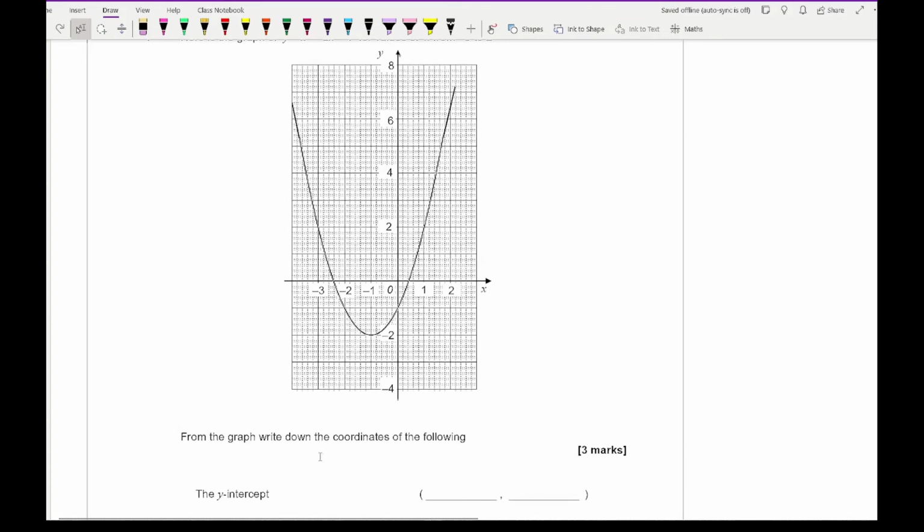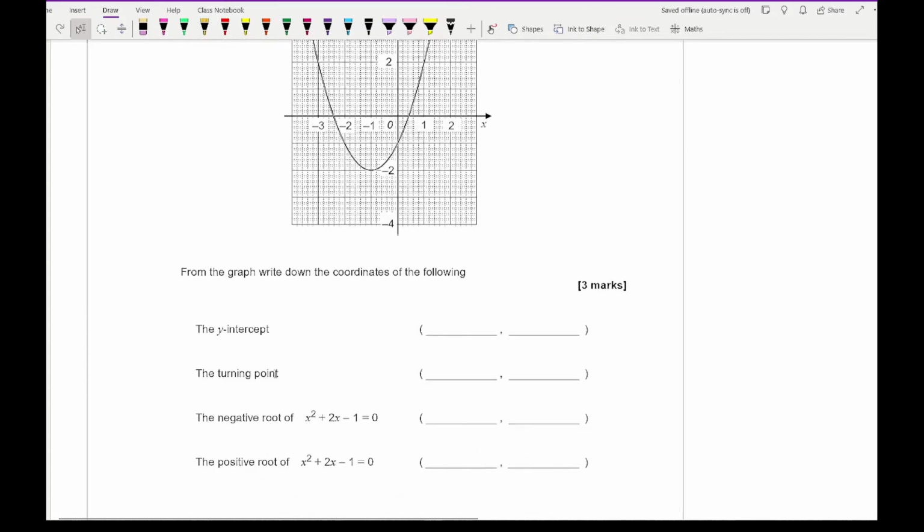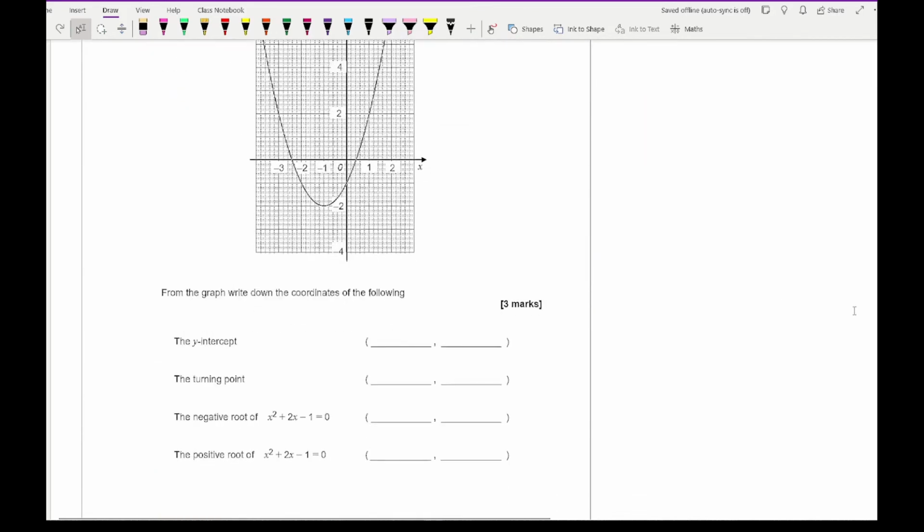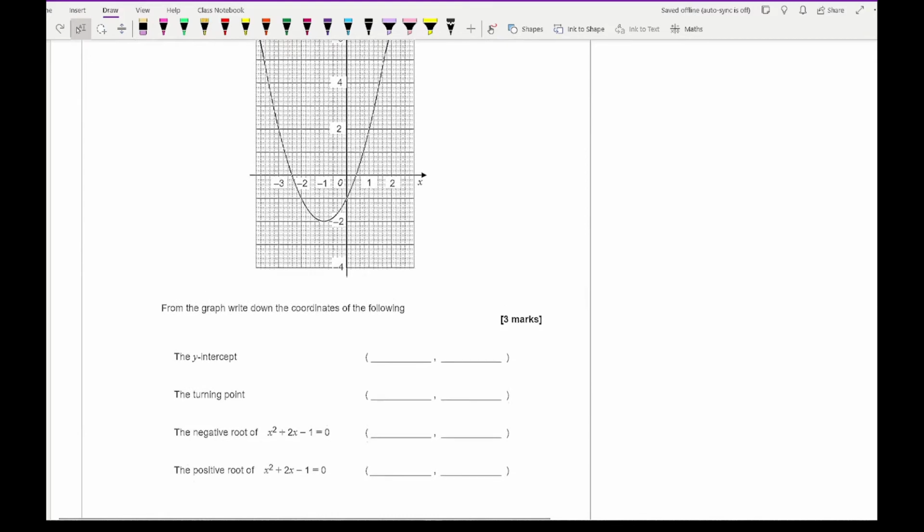And it says from the graph, write down the coordinates of the following. So here we need to write down the y-intercept, the turning point, the negative root of the equation y equals 0, and the positive root of that. Now let me just scroll down so we can have all of it on screen, and let's work out those values.